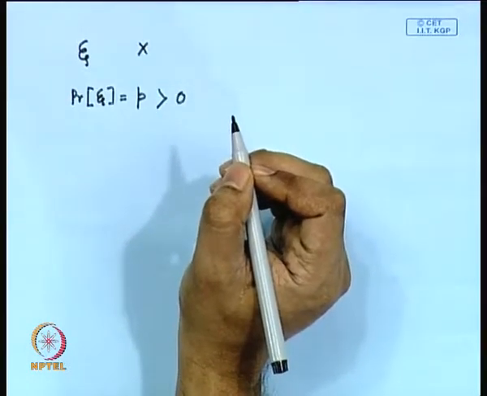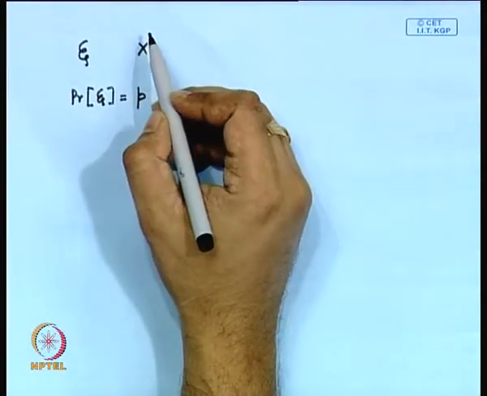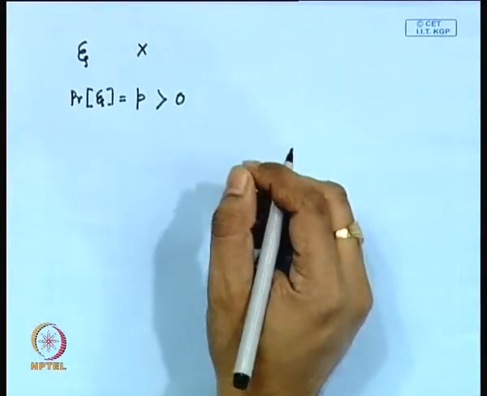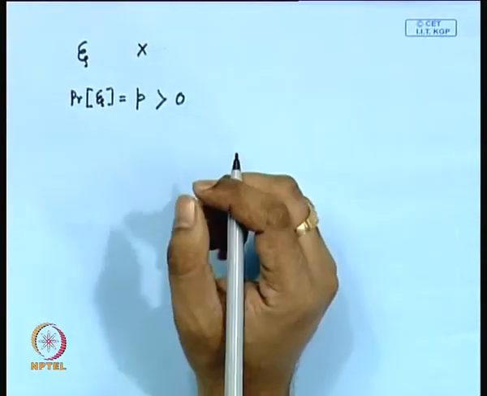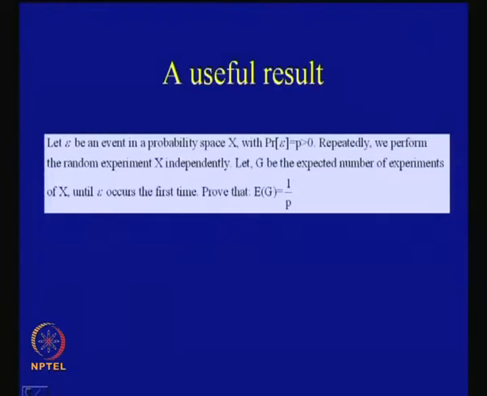Okay, it's greater than 0. So what we then do is that we repeat this experiment again and again. We do the experiment X once, we do the experiment X twice, and what we need is to find out the expected number of experiments of X until epsilon occurs the first time.